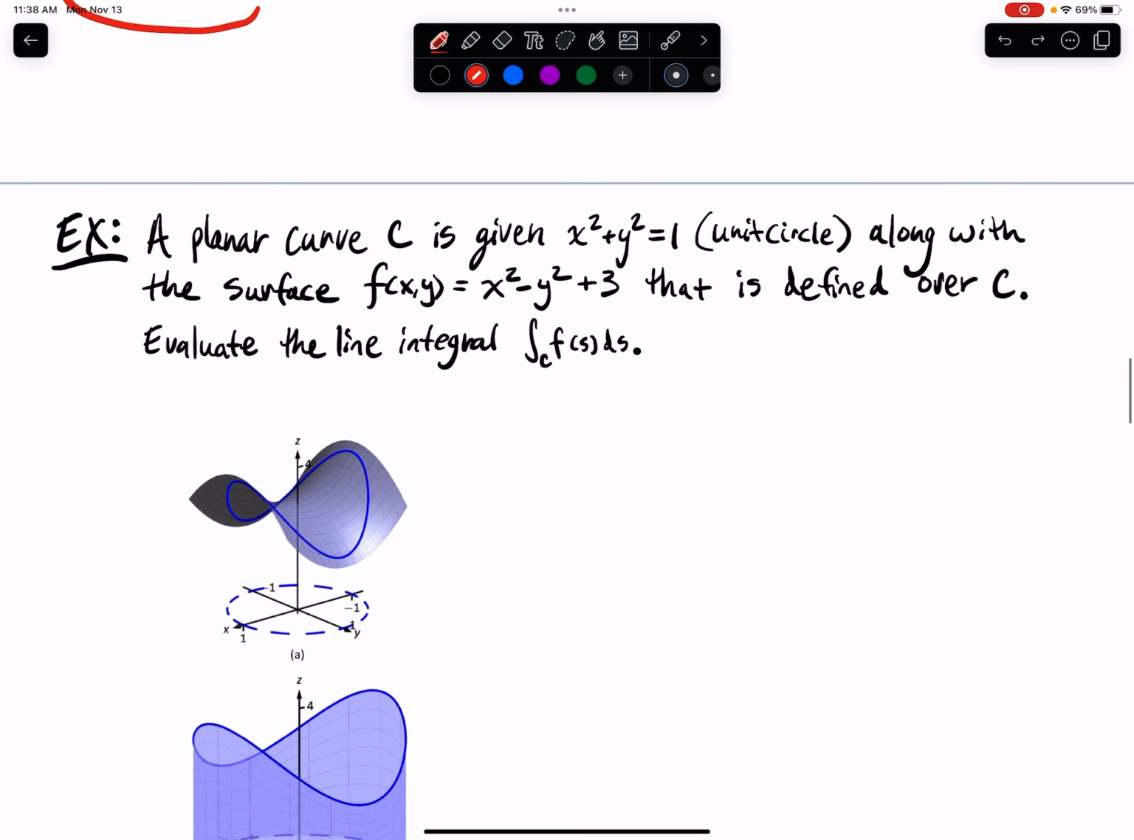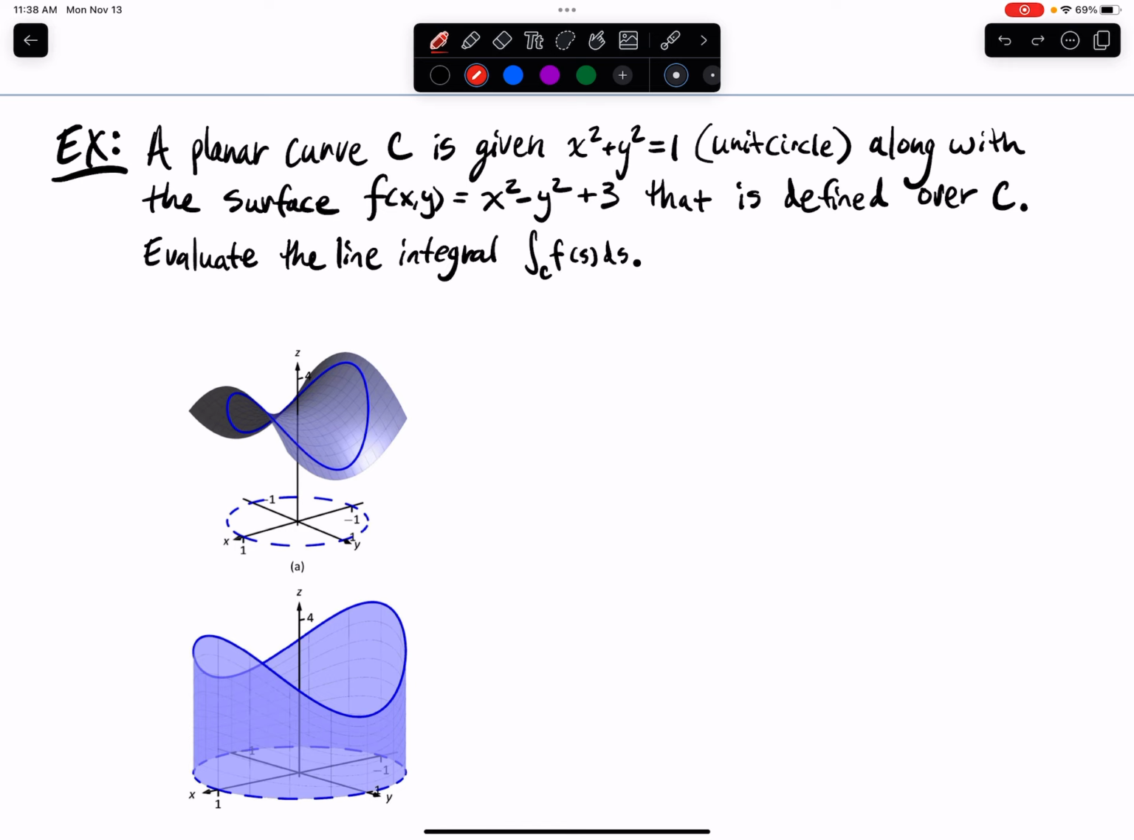Let's take another example here. A planar curve C is given by x squared plus y squared equals 1, the unit circle. All right, so we talked about this a little bit earlier. I hinted at how to parameterize the unit circle. You guys have done this a couple times now. But the unit circle, along with the surface x squared minus y squared plus 3, pictured below in that first part here, is defined over C.